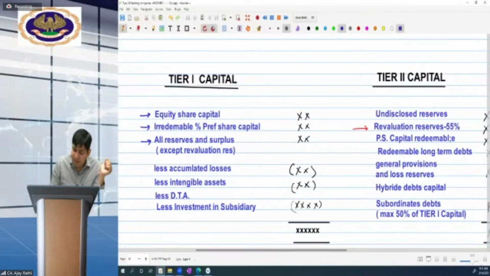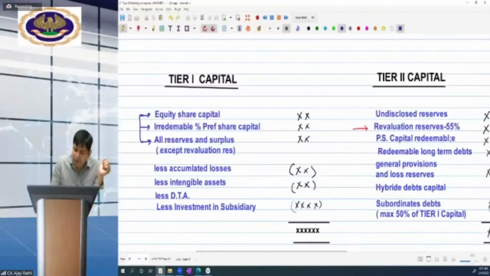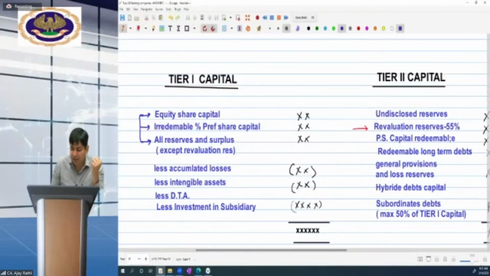Next one is the amount they have collected by way of shares and invested somewhere; if that has gone to loss, then that has also to be reduced. Next one, intangible assets, and DTA, deferred tax assets, you already know. Or in case the amount has gone to its subsidiary, that means that amount has been put at some other place instead of the main business. So that's the reason it is being reduced from here, to know the core capital of the business. Yes, beta, yes.